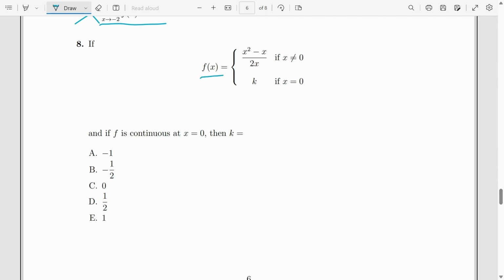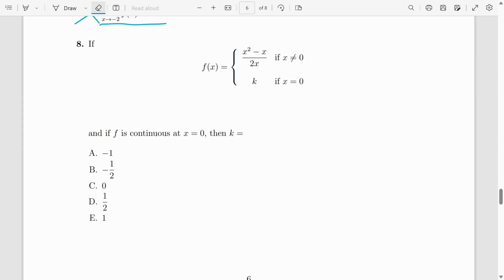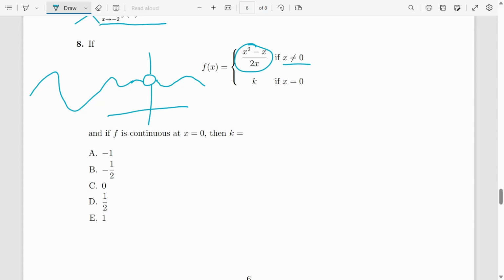If f of x here is a piecewise function, which means it's defined differently for different x values, and if the function is continuous at x equals 0, then k must equal what? So the way I want to explain this is for every single value other than x equals 0, the function is defined like this. So say the function looks like this, whatever it looks like. It skips over x equals 0. So these are like the axes. At x equals 0, it's skipped over and then picks back up somewhere else.